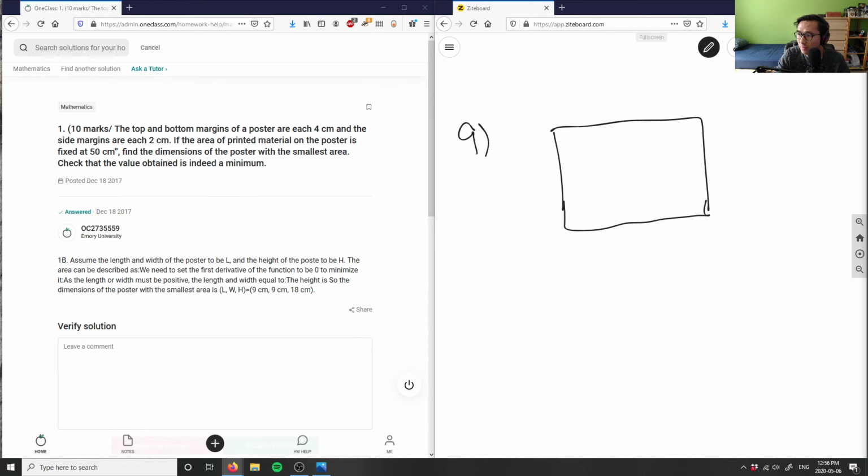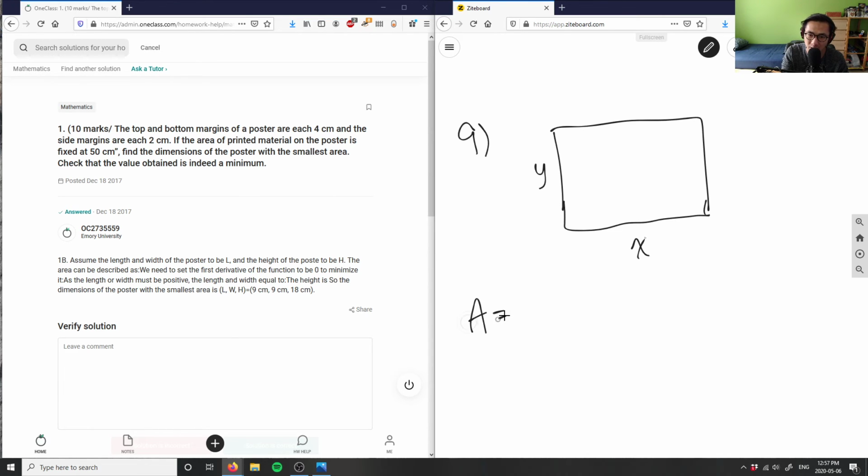So let me see if we can figure this out. The top and bottom margins of a poster are 4 centimeters, and the side margins are 2 centimeters. I think this is a square term here, so it's 50 centimeters squared. Find the poster. So basically what we're saying is, this is X and Y, and we're finding the area of a poster.